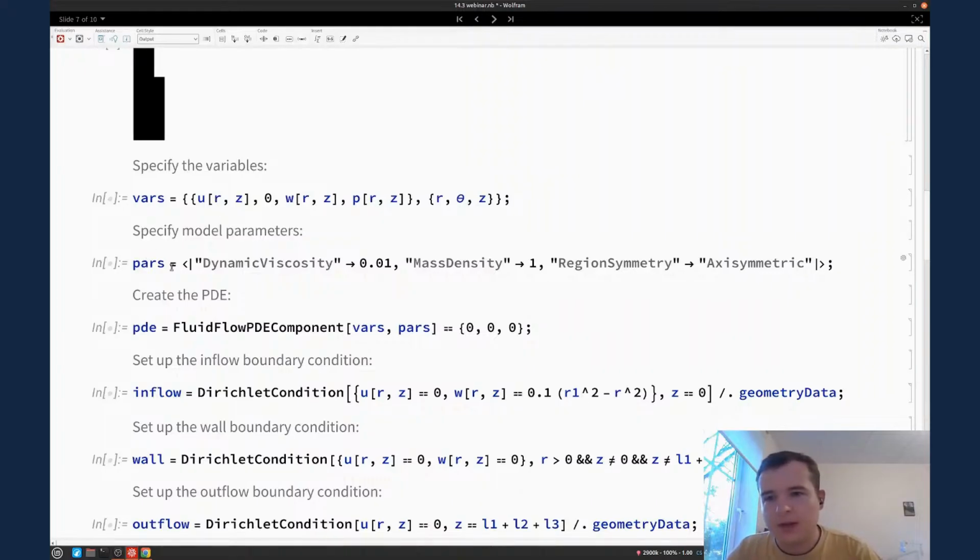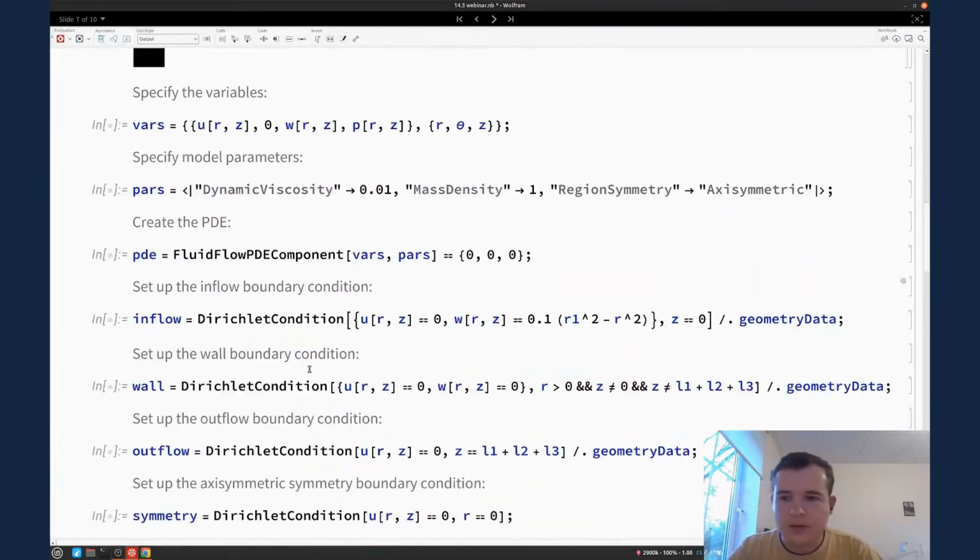Next, we specify the model parameters. So we have here the dynamic viscosity and mass density, and here we have one additional important parameter, the region symmetry, which is set to axisymmetric. And that's basically it. This is all you have to do if you want to obtain axisymmetric Navier-Stokes equations. All you have to do is just to modify slightly the variables and set the region symmetry to axisymmetric. The fluid flow PDE component takes care of the rest.